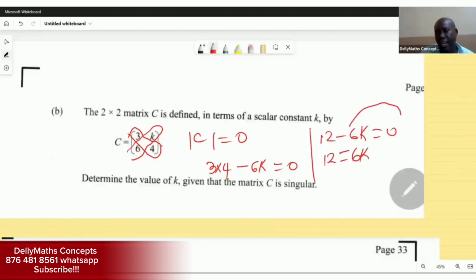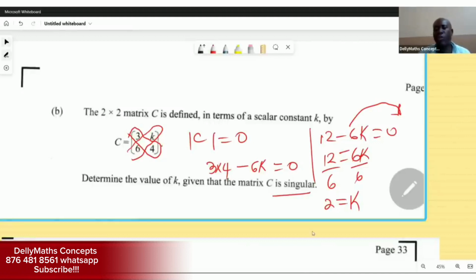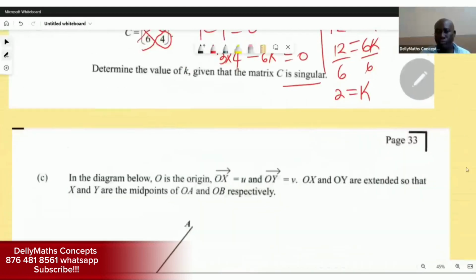By getting the 6k on that side, we add 6k to both sides. Let me divide by 6, divide by 6. 2 is equal to k. So if k is equal to 2, then we will get a determinant of 0, which means we have a singular matrix right there. There you go.